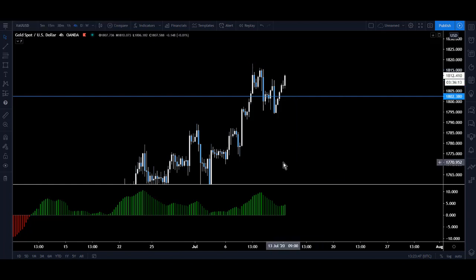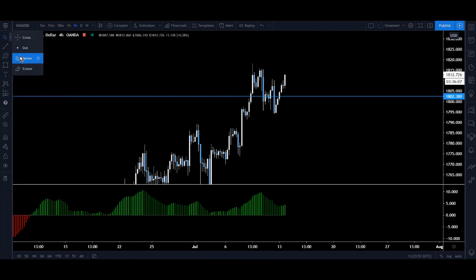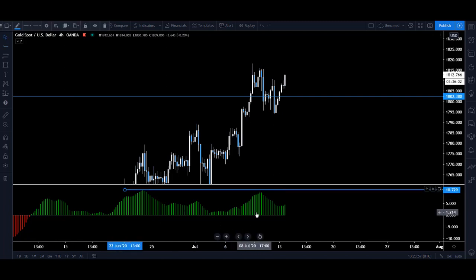So MACD, we're making new highs, and if we look at the MACD, let's draw a ray across. You can see that we've got this high here and high there. We made a new high, and we've got a little bit of divergence there.